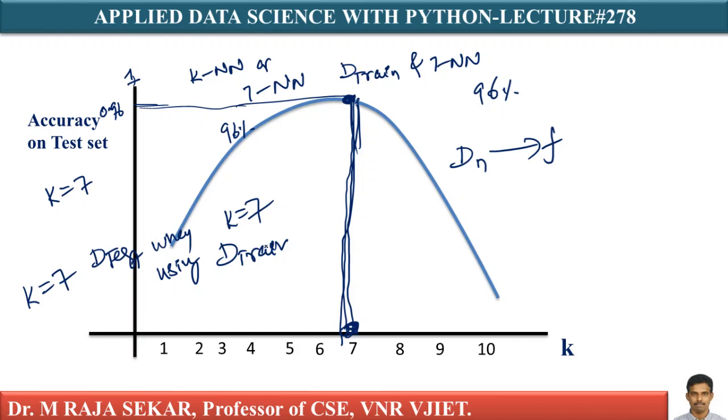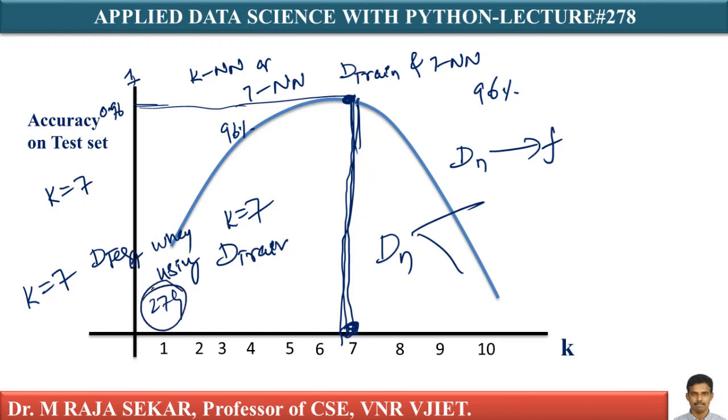Let's assume what I have done here. I have broken up my Dn into two parts: one is D train and another one is D test. Once you learn the function, I want 2 outputs using this Dn. This problem I will discuss in my next lecture, that is in lecture number 279.